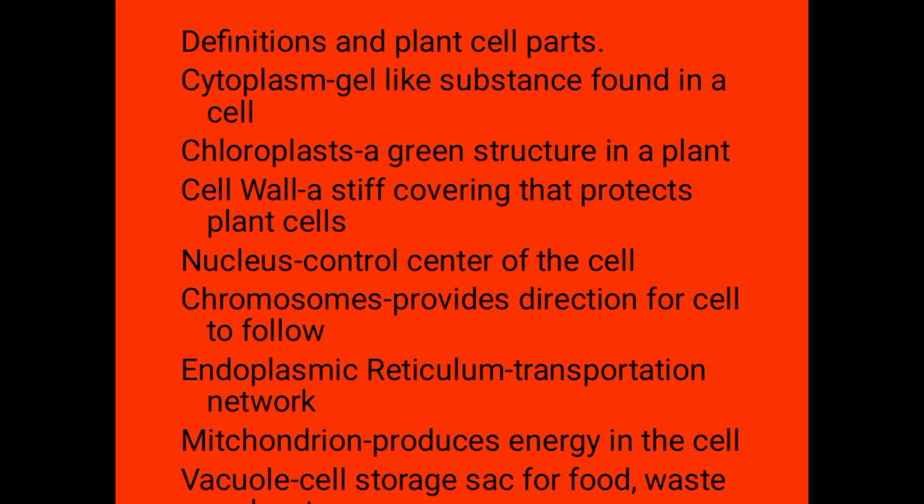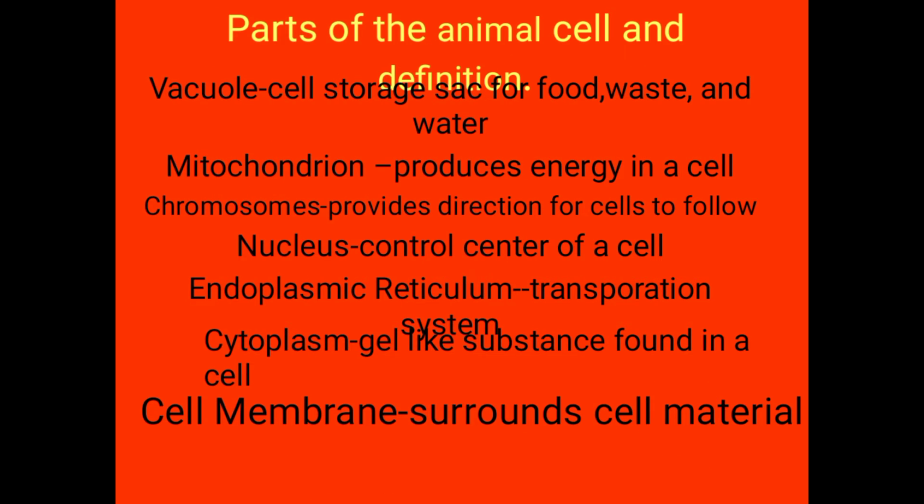Mitochondrion produces energy in the cell. You have also known that the mitochondria is also called the energy house of the cell. The energy required for a cell to perform its function is mainly controlled by mitochondria. Vacuole is a cell storage sac for food, waste, and we can say water also. Animal cells also have almost the same parts, and we will differentiate between the animal cell and plant cell. Vacuole is a cell storage sac for food, waste, and water.